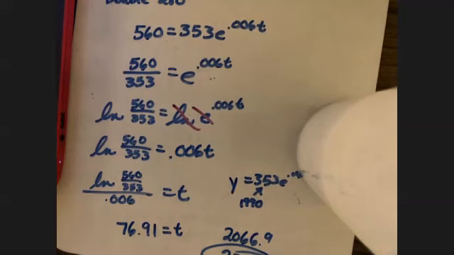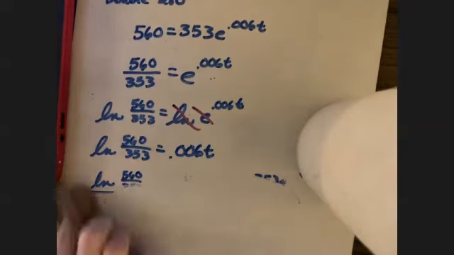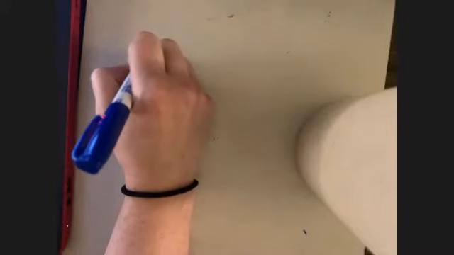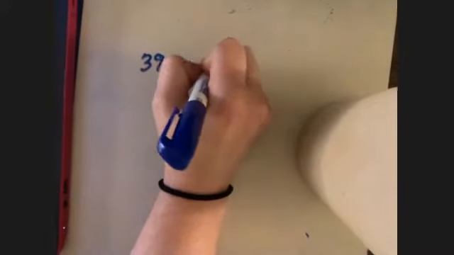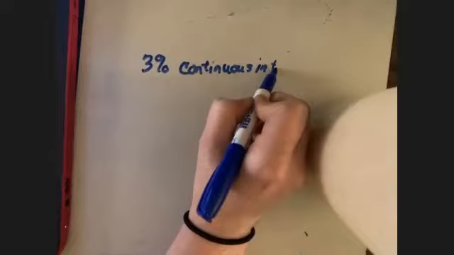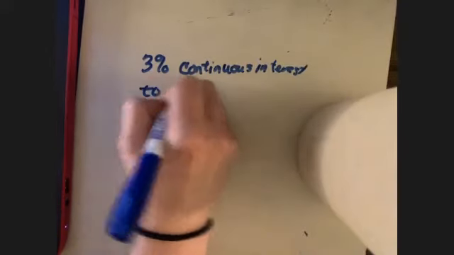Now, in the PowerPoint, they show a table that went along with this, and they showed that in 2075 it was 590, and we were trying to go to 560. So that kind of fits inside of that time frame. Now, the next one asks how long it will take for money that is at 3% continuous interest to double?